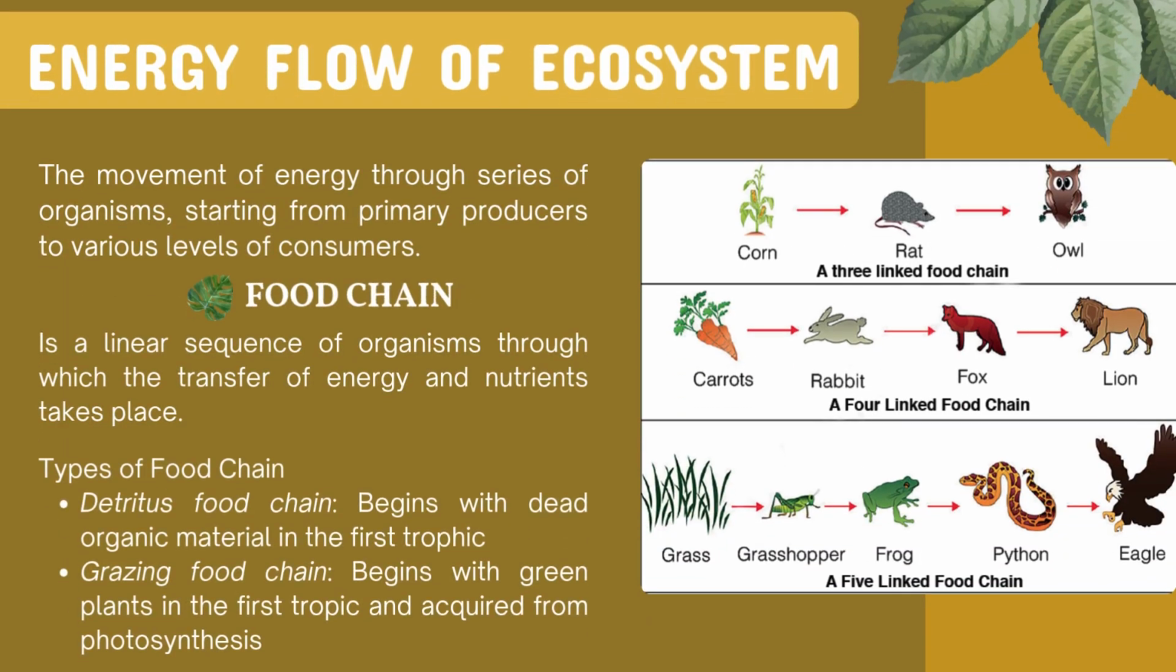Okay, the next is about energy flow of ecosystem. Food chain is a linear sequence of organisms through which the transfer of energy and nutrients takes place. Types of food chains. First, detritus food chains, which begin with dead organic material in the first trophic level. Second, grazing food chains, which begin with green plants in the first trophic level and acquire energy from photosynthesis.